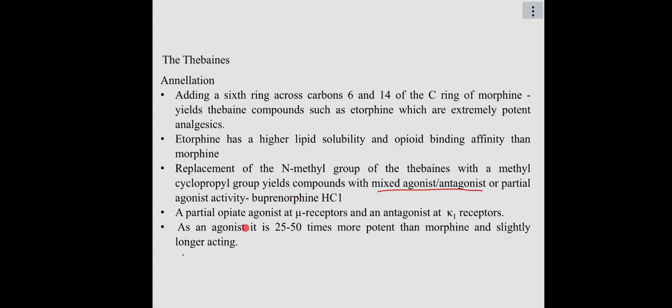It is a partial opiate agonist at mu receptors and an antagonist at kappa receptors. So it is considered to be a partial agonist. As an agonist, it still has very high activity when you compare it with the other compounds, but we are saying it's a partial agonist if you compare it with etorphine or the thebaines. But when you compare it with morphine, it is still much more active. When you compare it with its own series of the thebaines, which have annulation, you find that it has slightly lower activity when you put the methyl cyclopropyl group at that position, replacing the methyl group.